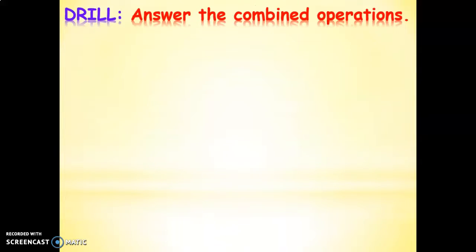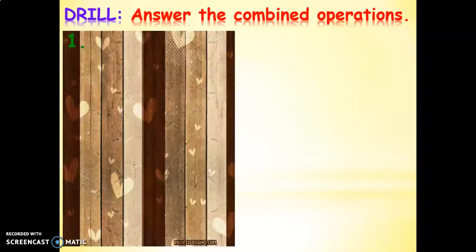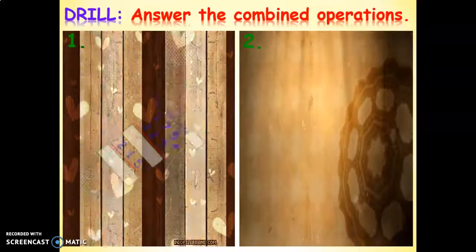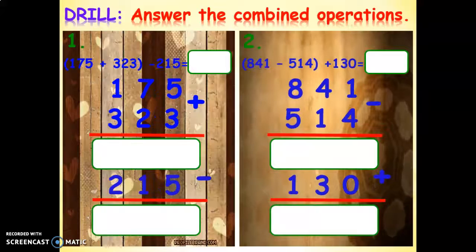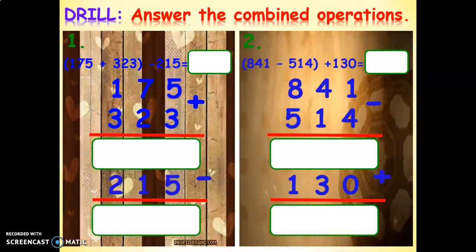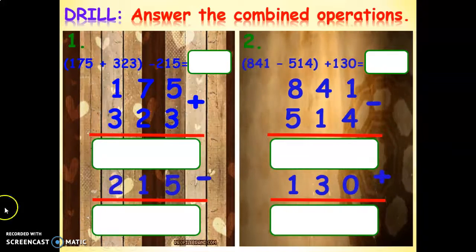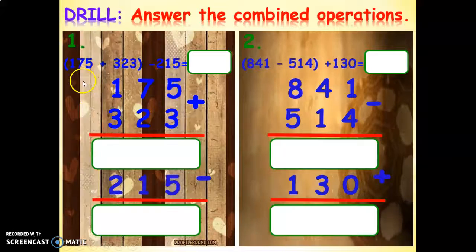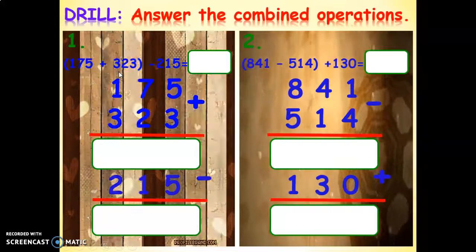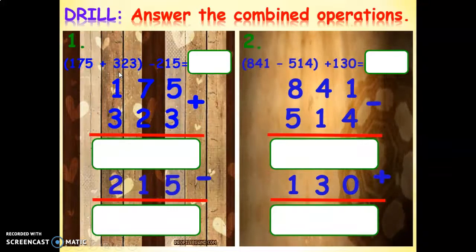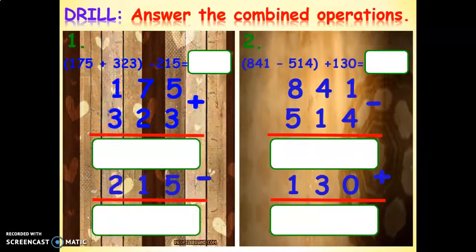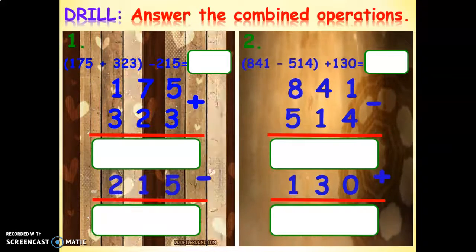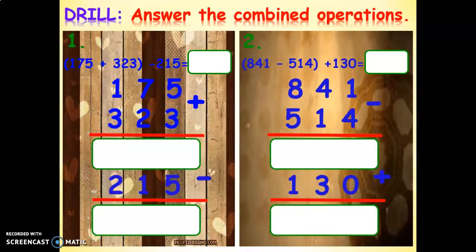Now it's your turn. Try to answer this drill. Answer the combined operations. Think of the answer for number 1 and also for number 2. Remember, in a combined operation, we always start answering the operation inside the bracket. Try to think of your answer. If you are ready, we can now see if you were able to get the answers right.